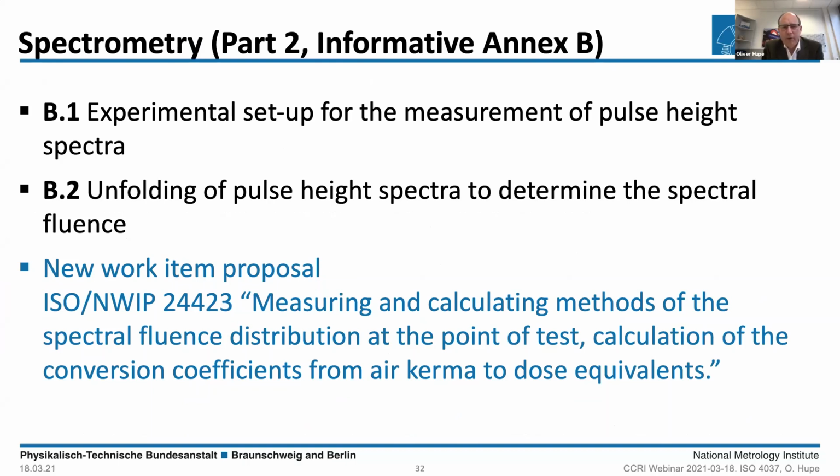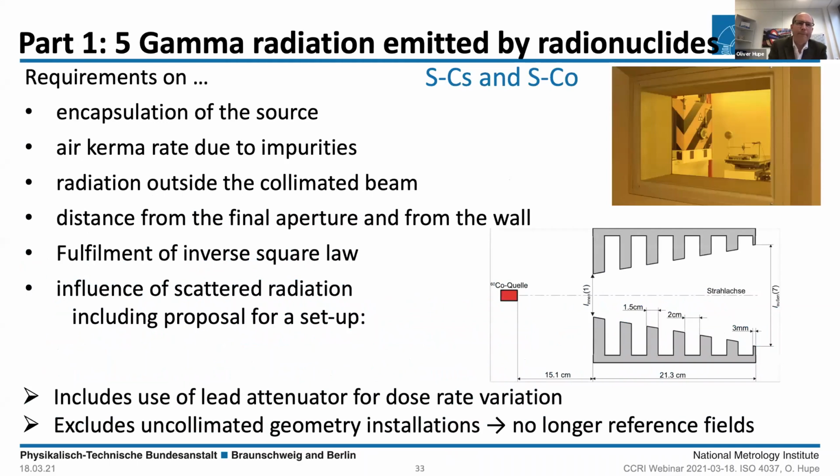As spectrometry is not so easy, we have the proposal for a new work item proposal in ISO, measuring and calculating methods of the spectral fluence distribution at the point of test, calculation of conversion coefficients from air kerma to dose equivalence. There we want to set up a standard giving a guideline on how to perform spectrometry, how to characterize the spectrometer, and how to do the unfolding.